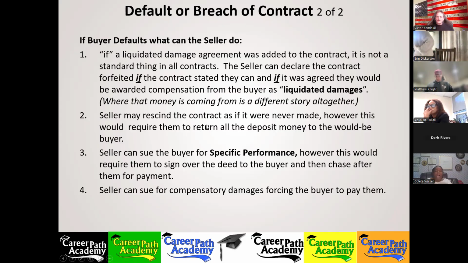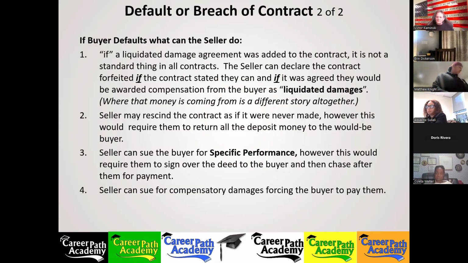Now, the seller can rescind the contract as if it were never made. However, this would require them to return all the deposit money to the would-be buyer. Or the seller can sue the buyer for specific performance. However, this would require them to sign the deed over to the buyer and then chase after them for the payment. You see what I mean? Like the buyer would need to be a moron for a seller to be able to sue them for specific performance, because if you're a buyer and you don't want to buy the property, you change your mind. You don't want to buy the property.